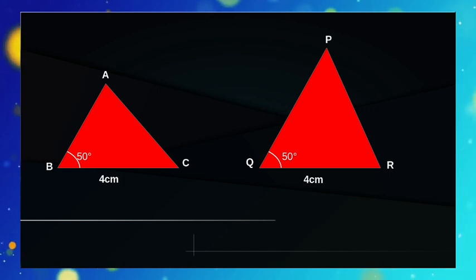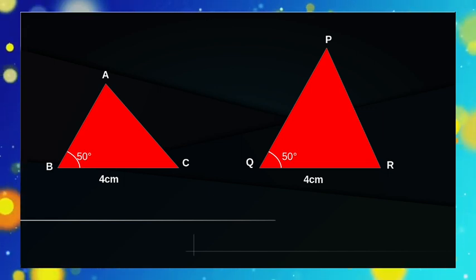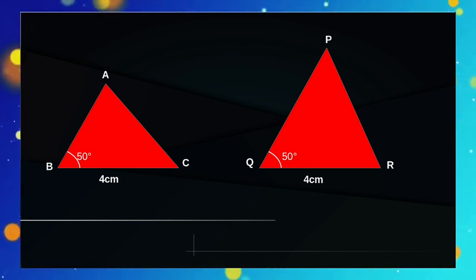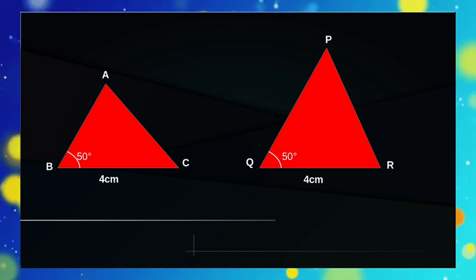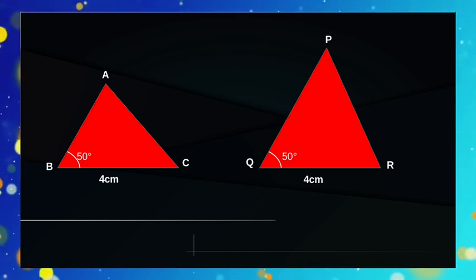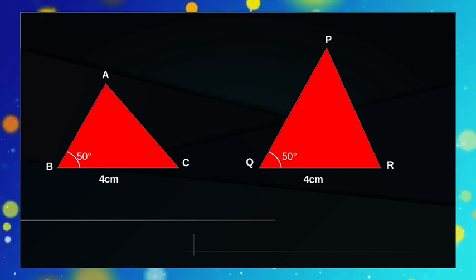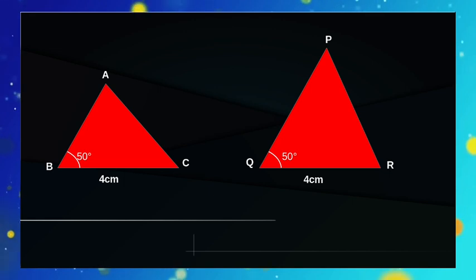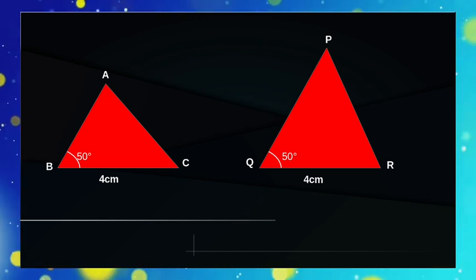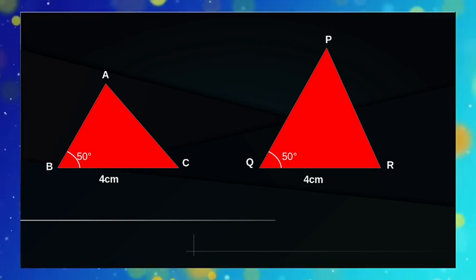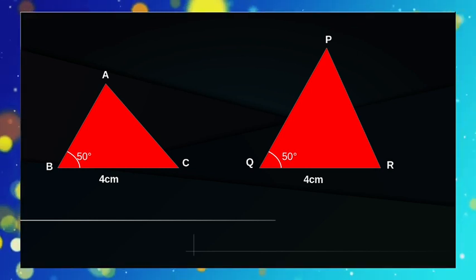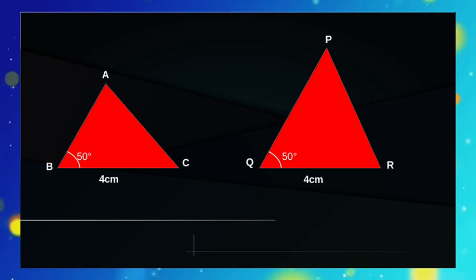Let us observe these two triangles. One side is 4 centimeters and one angle is 50 degrees. Are they congruent? When you observe these two triangles, we can see that one side and one angle are equal, but the other two sides are not equal in measure. So we can say that these two triangles are not congruent. The equality of one pair of sides and one pair of angles is not sufficient for congruent triangles.